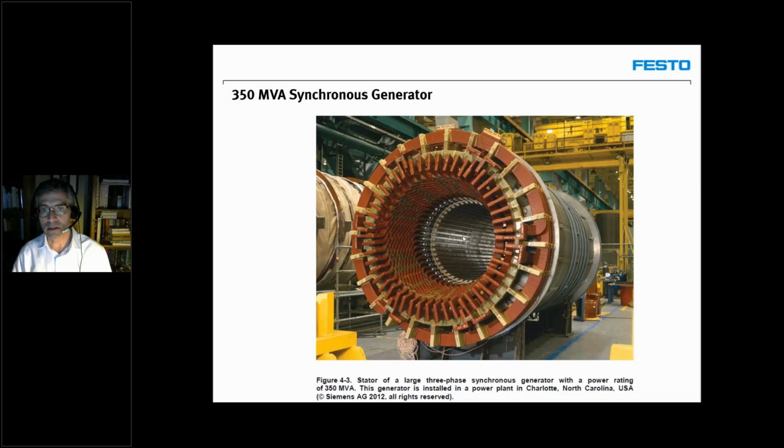So as you can see here, an industrial generator can be really, really big. You can see a table at the back there. So a human would be about that size here. So you can see the size of this thing here. And it generates 350 megavolt ampere. So quite a good amount of power out of this generator.